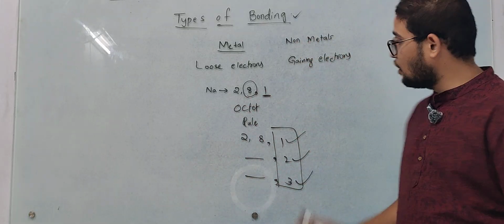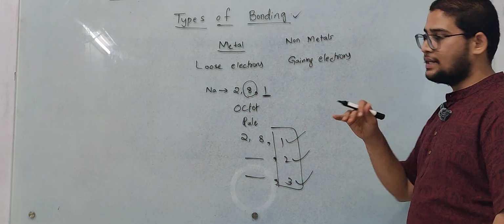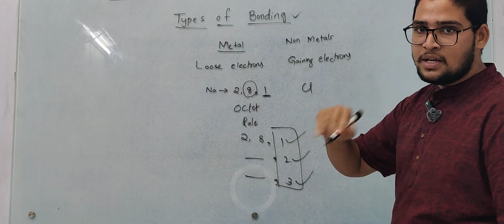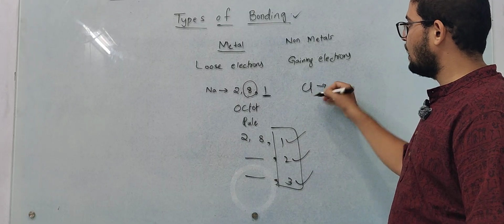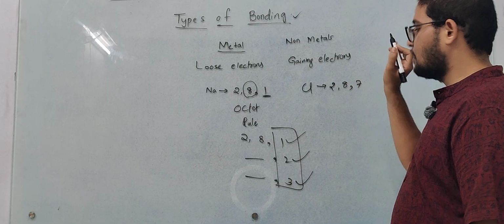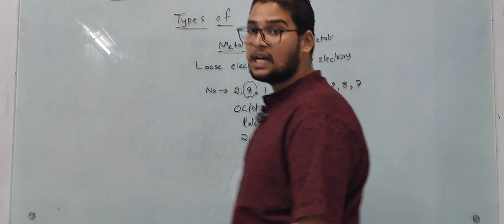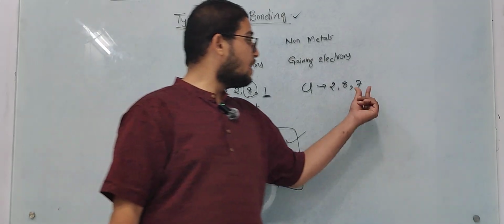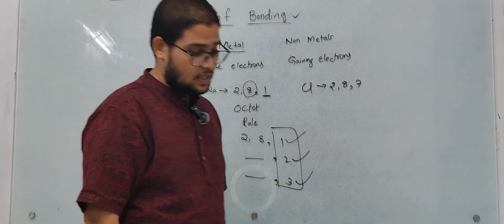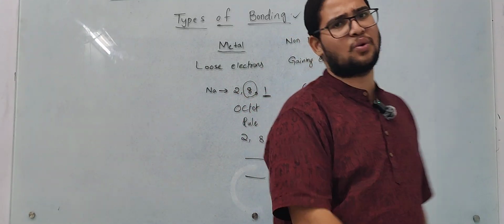Now let us come to the non-metals. For example, let us take chlorine. Chlorine has an atomic number of 17. The electronic configuration of chlorine becomes 2, 8, 7. If you see properly, it requires one more electron to become an octet state of stability. See, what is this octet rule?